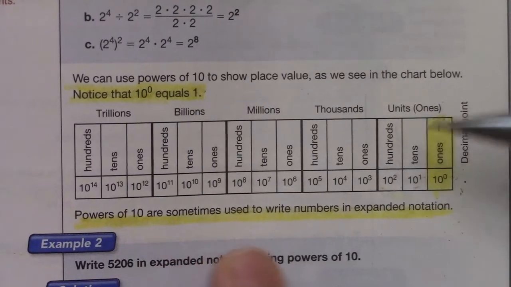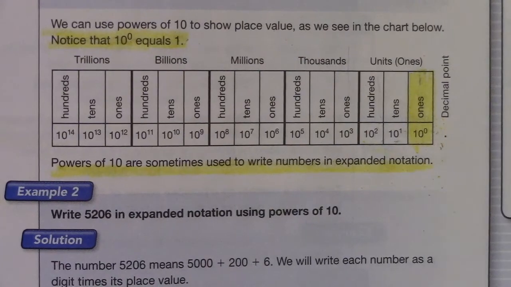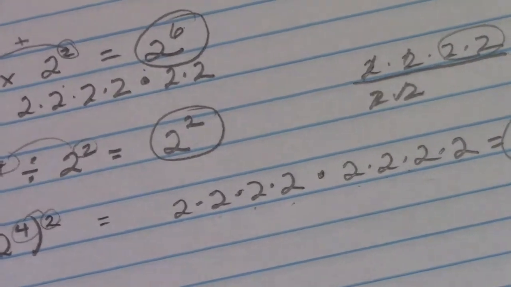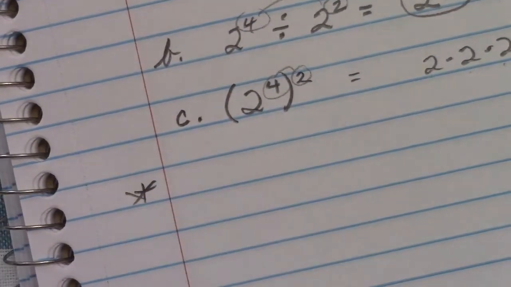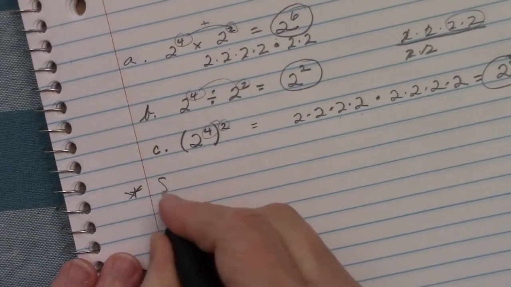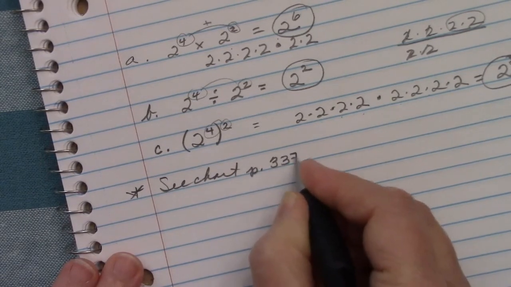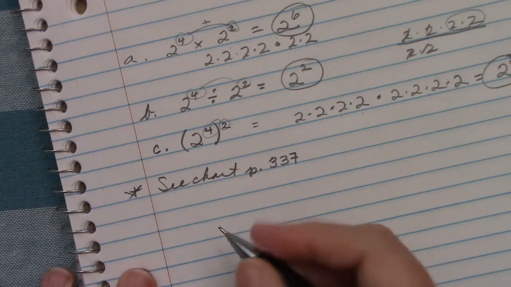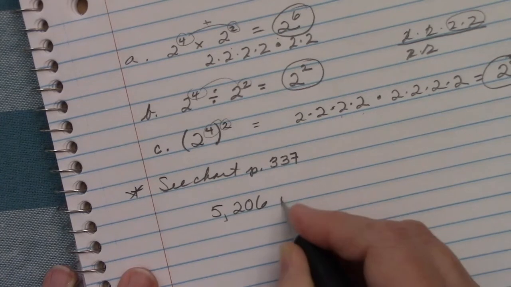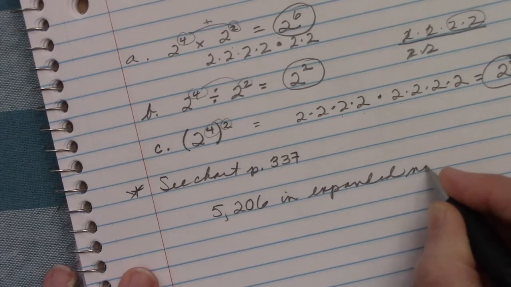Powers of 10 are sometimes used to write numbers in expanded notation. And where our lesson is taking us now is going to be writing in expanded notation in powers of 10. So I will refer you to the chart. Let me back out a little bit here. I'm going to refer you to the chart on page 337 for some more information there. And what they're asking us to do now is to write 5,206 in expanded notation.